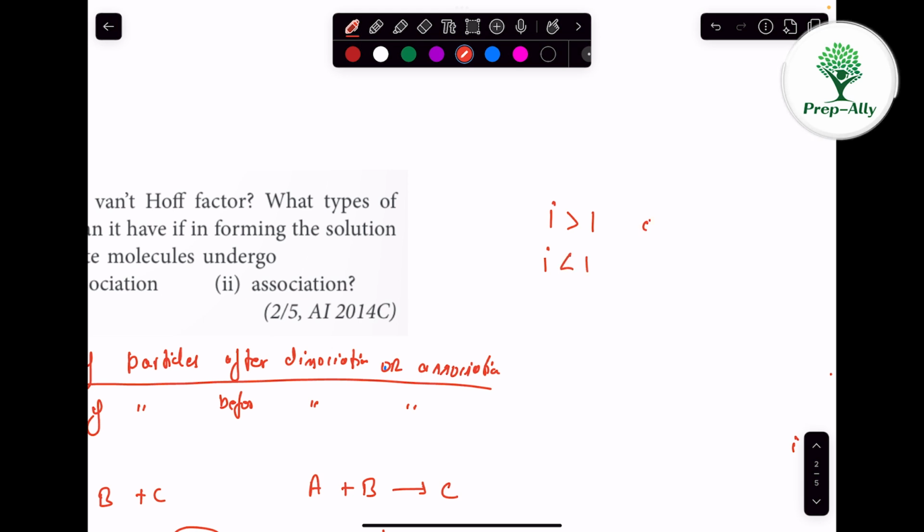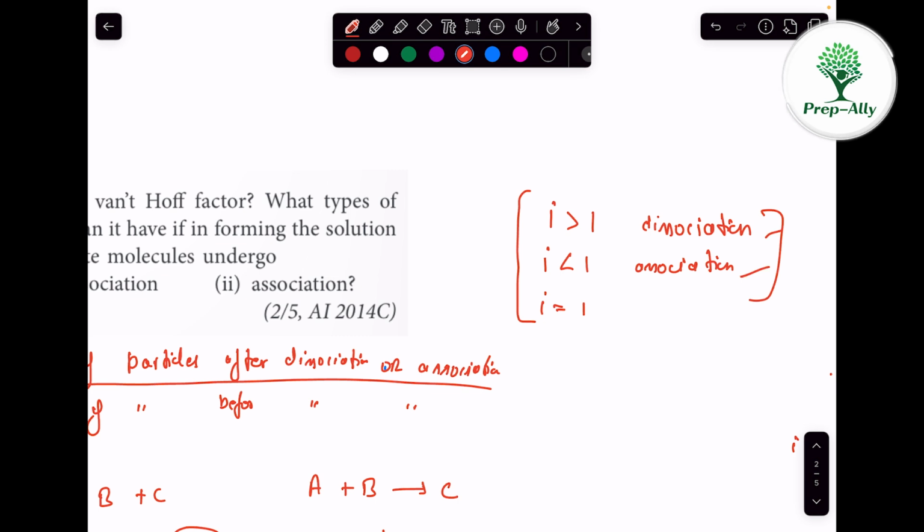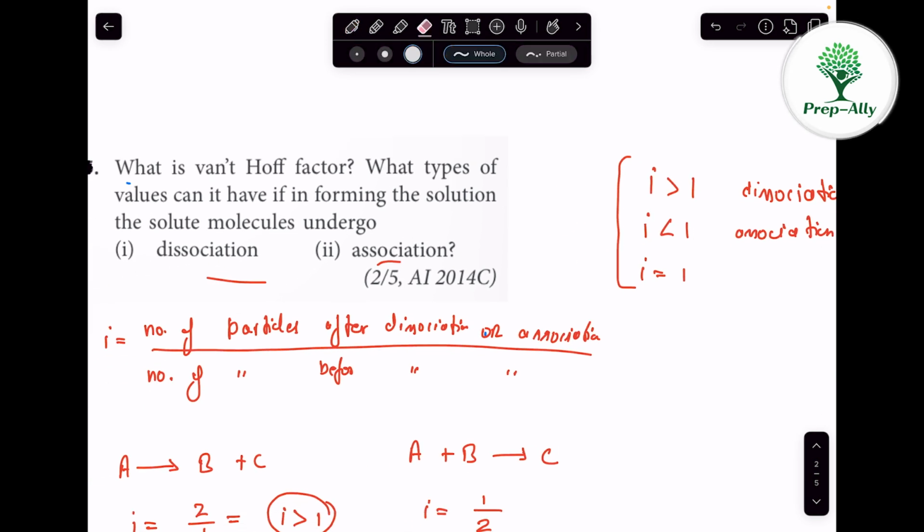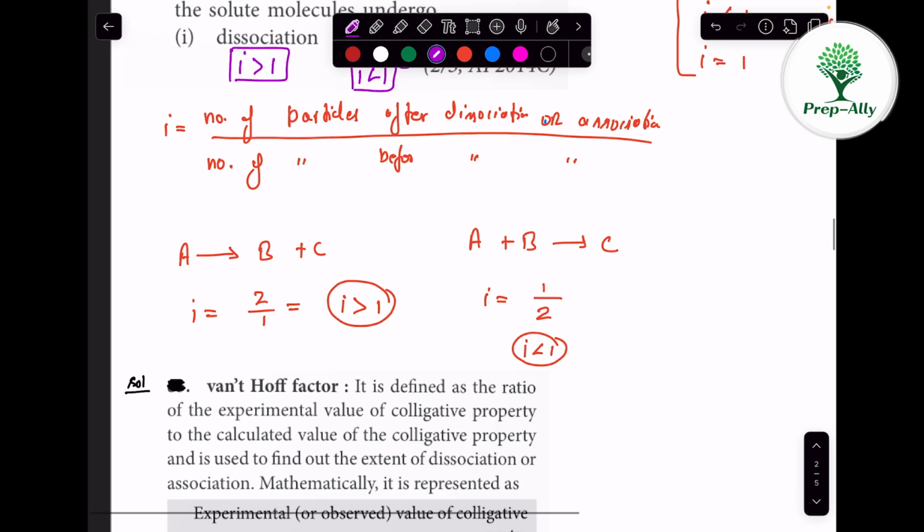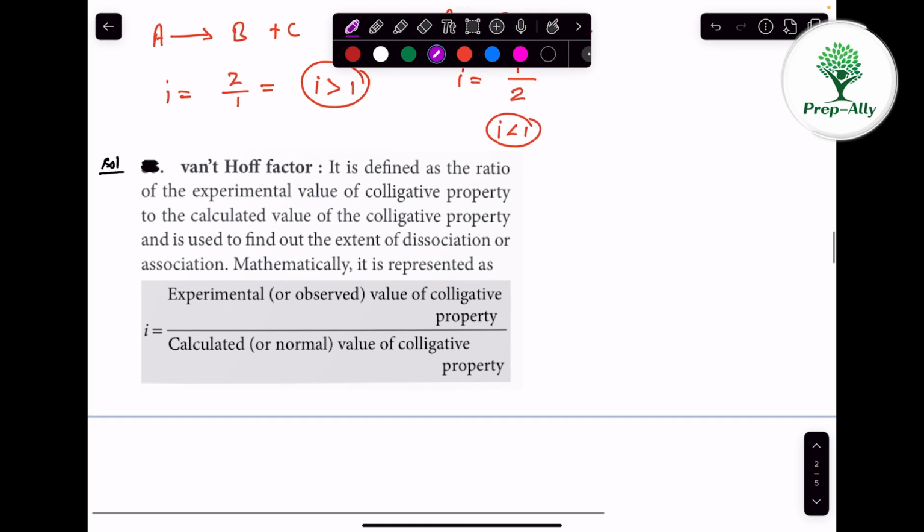If it is greater than 1, it is a case of dissociation. And if it is less than 1, it means association. And if i is equal to 1, then neither dissociation nor association, and the substance will be a non-electrolyte. So these are the two values that we can see for dissociation and for association. So for dissociation, i value will be greater than 1, and for association, i value will be less than 1. And this is the definition for van't Hoff factor.